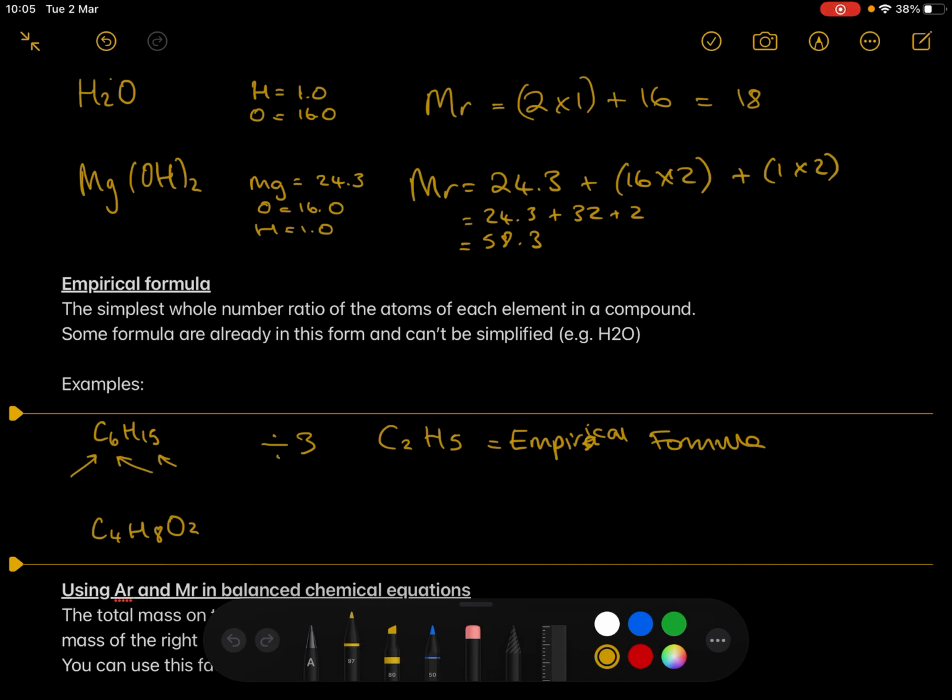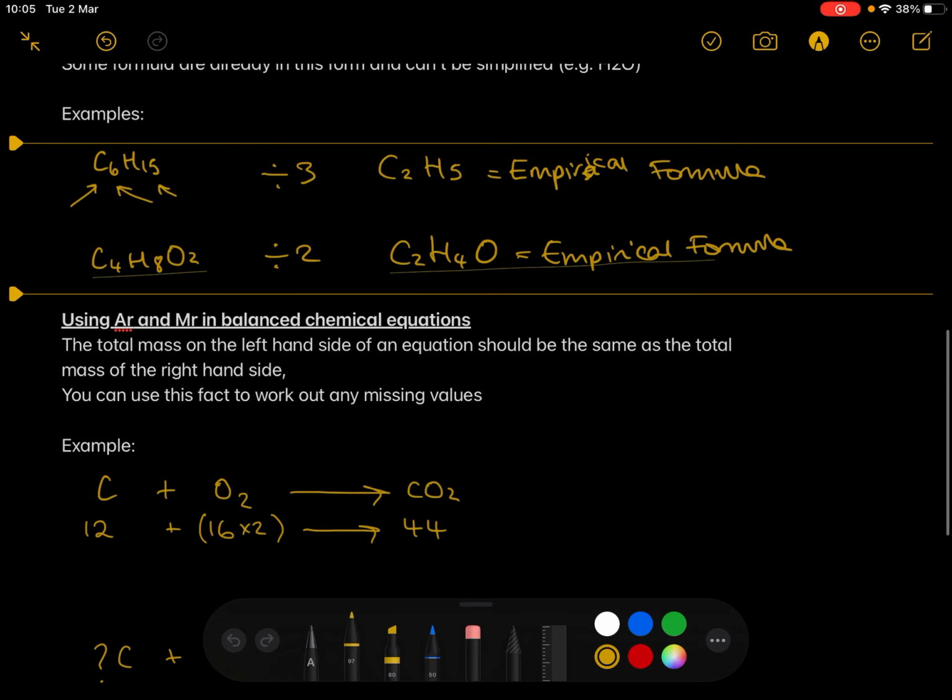Now let's do another one. C4H8O2. Look at all those numbers. Is there anything they can all be divided by? 2, I'd say. So let's divide it all by 2. So you end up with C2H4O. And again, is there any number we can divide that by? See if we can simplify it further. No, there isn't. So that is your empirical formula. So spelled empirical right this time.